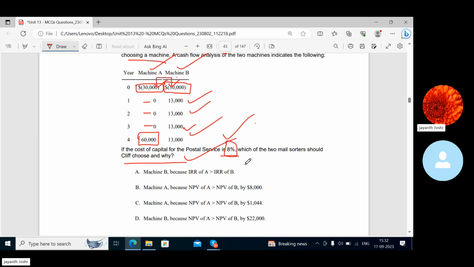So what we will do here is, they are saying that Machine B, because the IRR of A is bigger than B. So if the IRR of this is bigger than this, then why would we take the machine which has the lesser IRR? Do you think it can be taken?